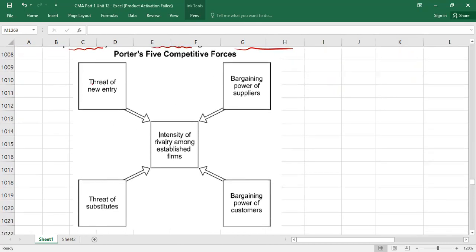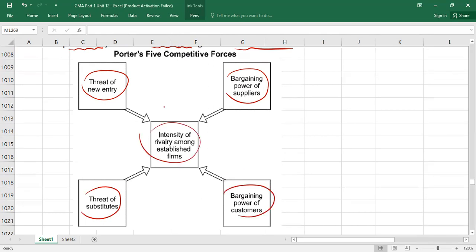Number one, it could be a threat of new entrants. It could be the bargaining power of suppliers. It could be the threat of substitutes. It could be the bargaining power of customers. And then we have the intensity of rivalry among established firms, right?